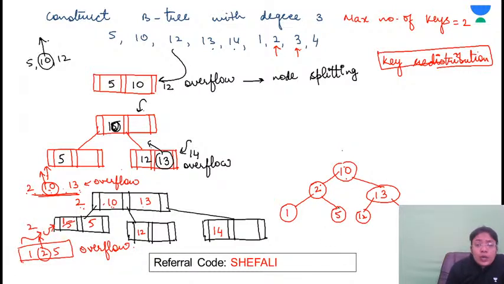In one node, you can have 2 keys. So 3 and 5 is there. Correct? Next, I want to insert the node 4. 4 is less than 10. 4 is greater than 2. So 4 needs to be inserted here. 3, 4, 5. This is a case of overflow. So 4 will go up. So this comes out to be 10.